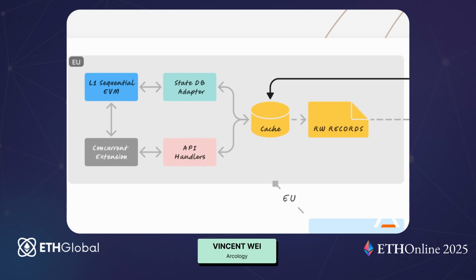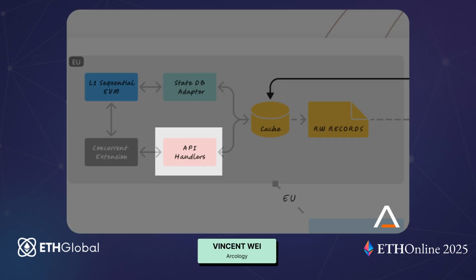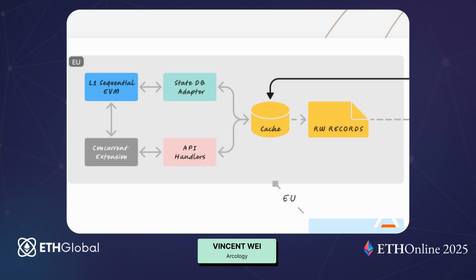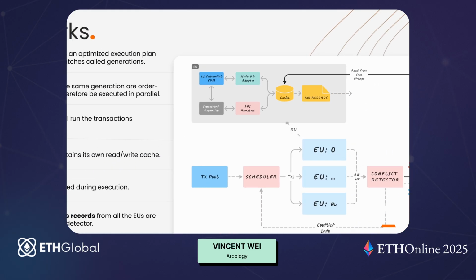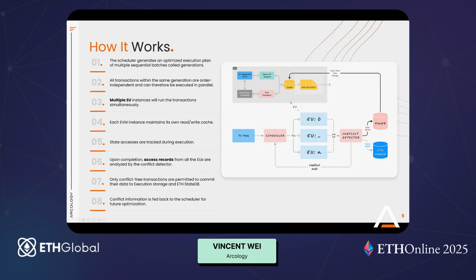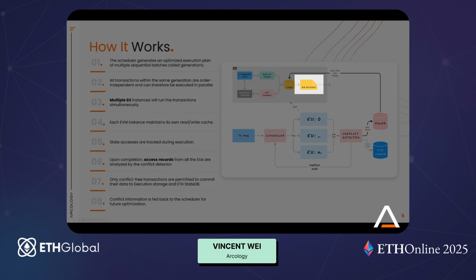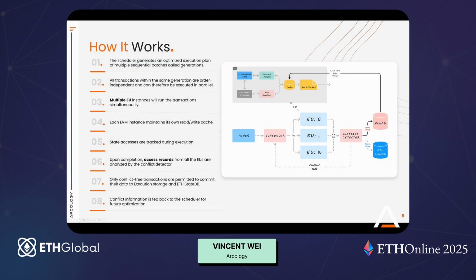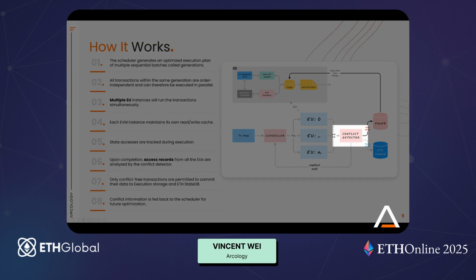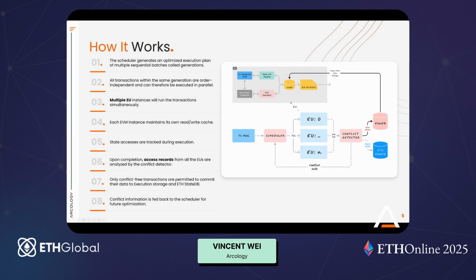The EU also includes a module for handling calls to the concurrent library, so developers can write contention-free contracts. We'll dive deeper into that library later. When execution completes, all the read and write logs from every EU are sent to the conflict detector. This checks if multiple transactions tried to access the same state at the same time. Non-conflicting results are committed to the global state, while conflicting ones are rolled back to maintain consistency.